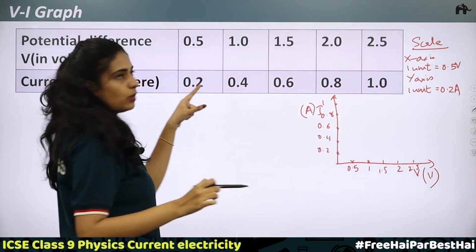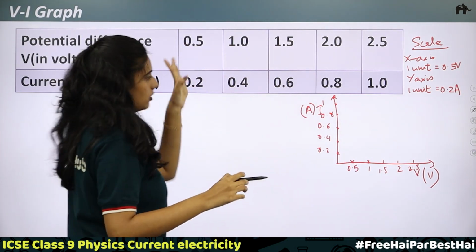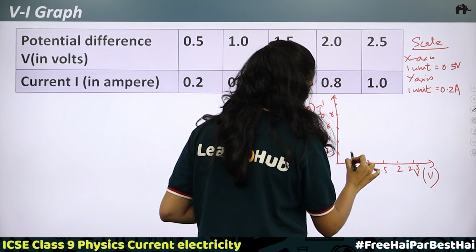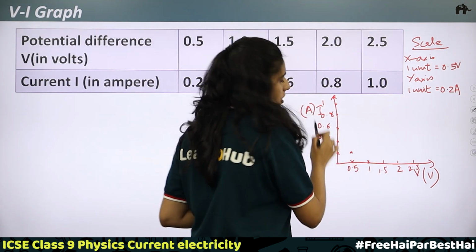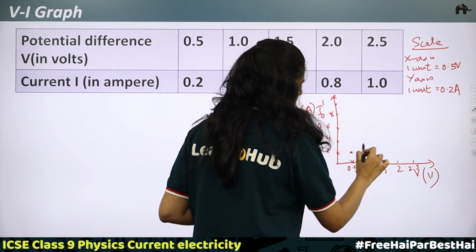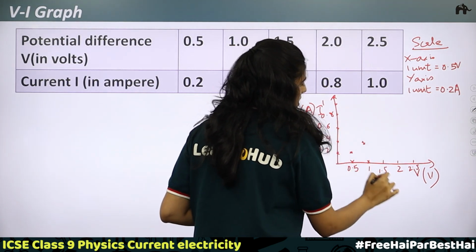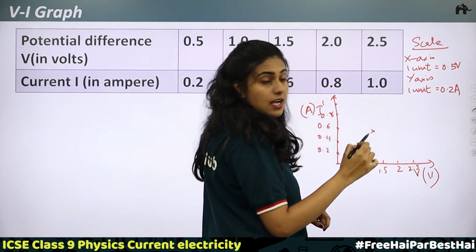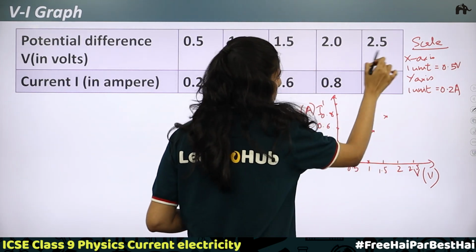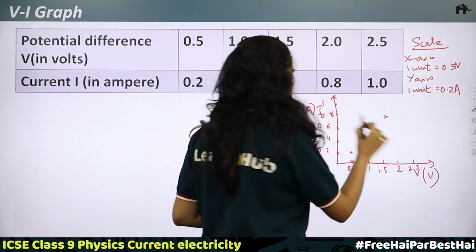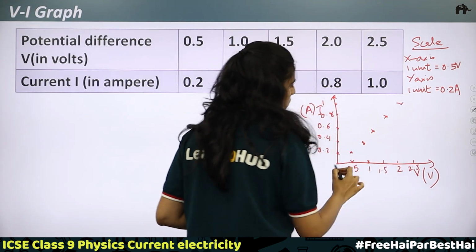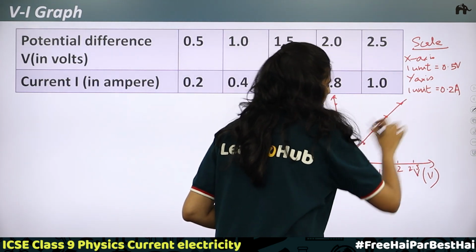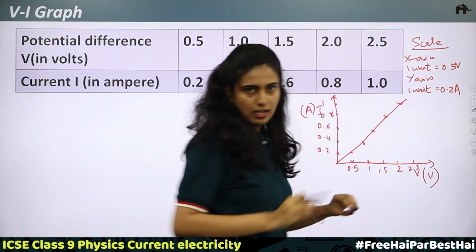Now, let us plot the points. When the current is 0.2 ampere, the potential difference is 0.5 volt. This is a point. Next, when the current is 0.4, the potential difference is 1. This is a point. When current is 0.6, potential difference is 1.5. 0.8 current, 2 is the potential difference. 2.5 is the potential difference when the current is 1. When you join these points using a straight line, this straight line gives you the complete VI graph.